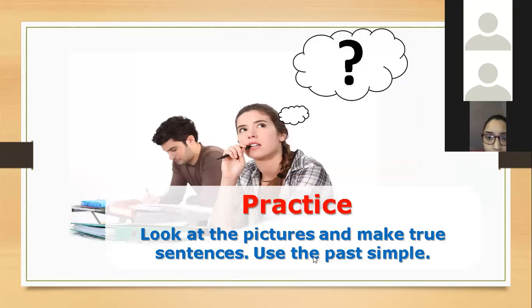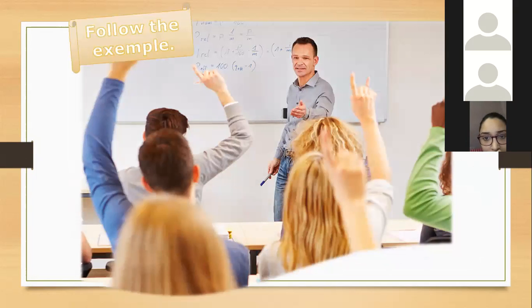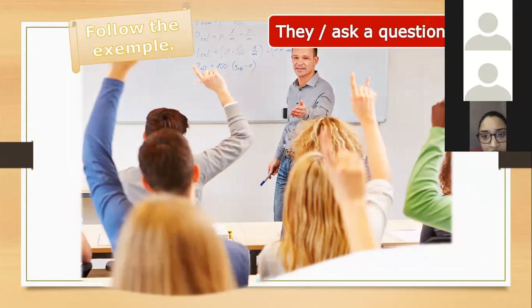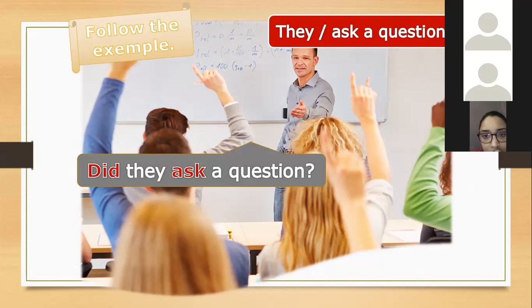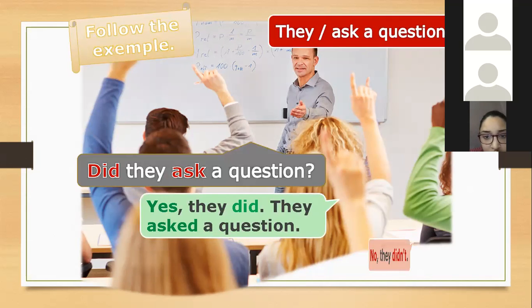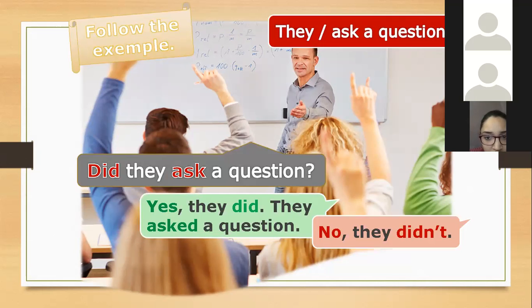Okay, practice. Look at the pictures and make true sentences using the past simple. So I'm going to show you a picture and I want you to write a sentence. It could be negative or affirmative, or if you want, interrogative, okay? So follow the example. They ask a question. Did they ask a question? Yes, they did. No, they didn't. So you're going to do something like this using the pictures. By the context of the picture, you are going to make these sentences affirmative, negative, or interrogative.